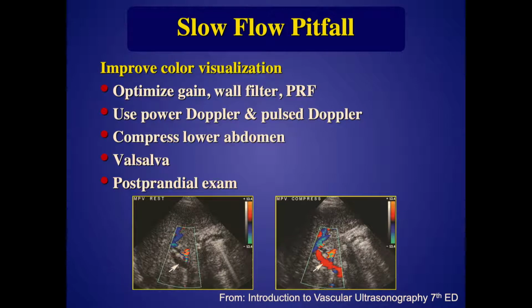You can also have the patient do a Valsalva, which may also increase venous return, and you'll also get increased flow after a meal. But the easiest and the quickest thing to do in these situations is just compress the abdomen. So if the sonographer comes to you and says, I think it's thrombosed, make sure that they compress the abdomen so that you can see if there's flow there or not.